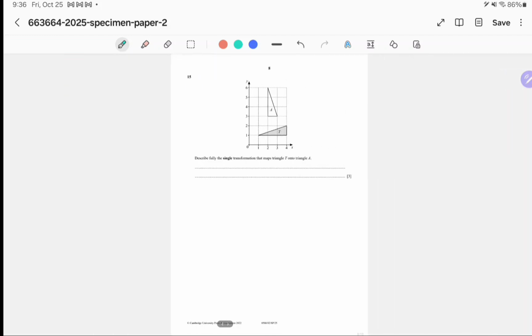Question 15. Describe fully the single transformation that maps triangle T to triangle A. It has to transfer from here to here. I think the center point will be, if you keep it here, it will rotate this way, through the clockwise direction. So the center will be 4, 3. If you rotate with the tracing paper, it comes in the clockwise direction and gets the upright position. So center 4, 3, rotation 90 degrees in the clockwise direction.